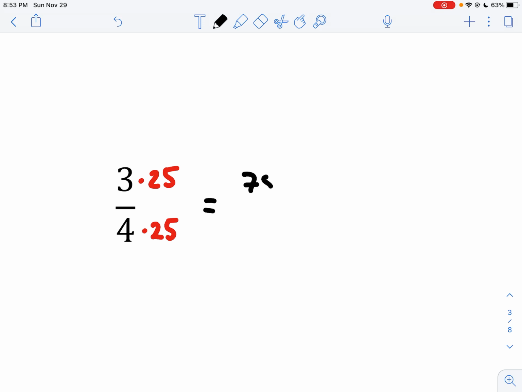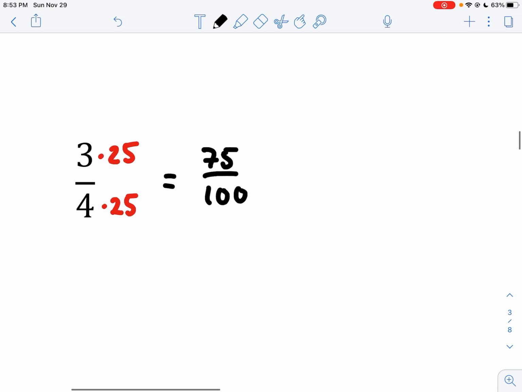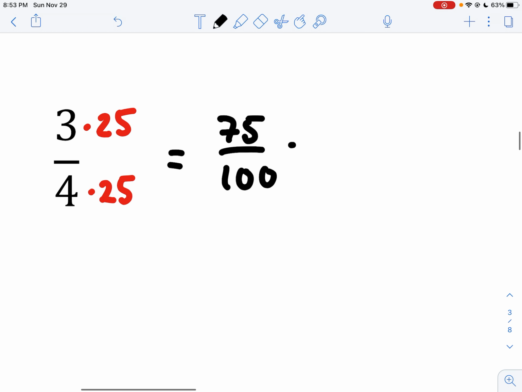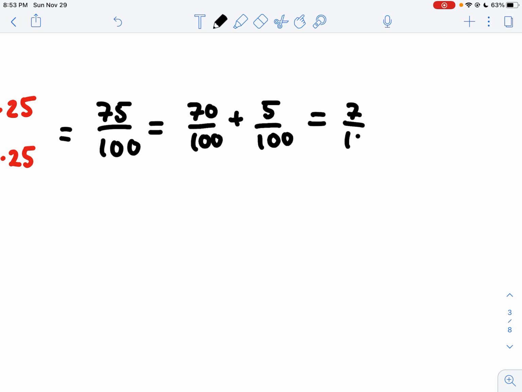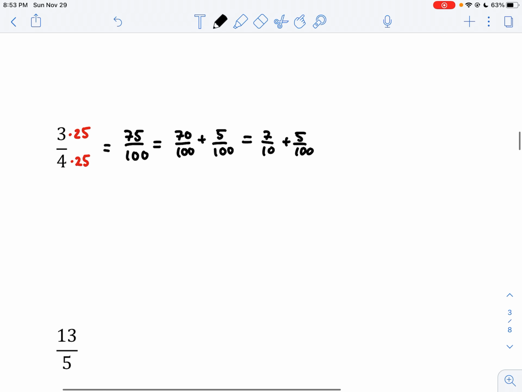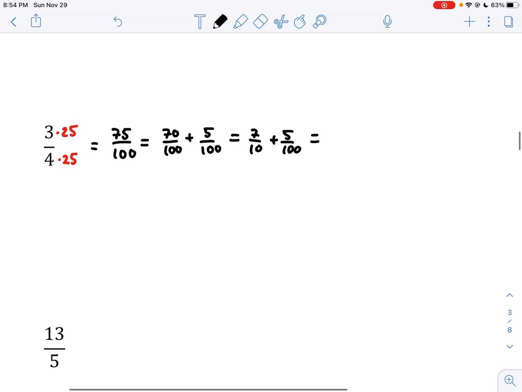And this takes us to a fraction that says 75 over 100, so 75 1/100ths, which could be broken down. I'll show you the long way to do this and then the short way. It could be broken down into 70 1/100ths plus 5 1/100ths. And in decimal form, that means we reduce the first fraction to 7/10 plus 5 1/100ths. And you can see where this is going. 7/10 is 0.7 and 5/100ths is 0.05. So put those together, we have this 0.75.